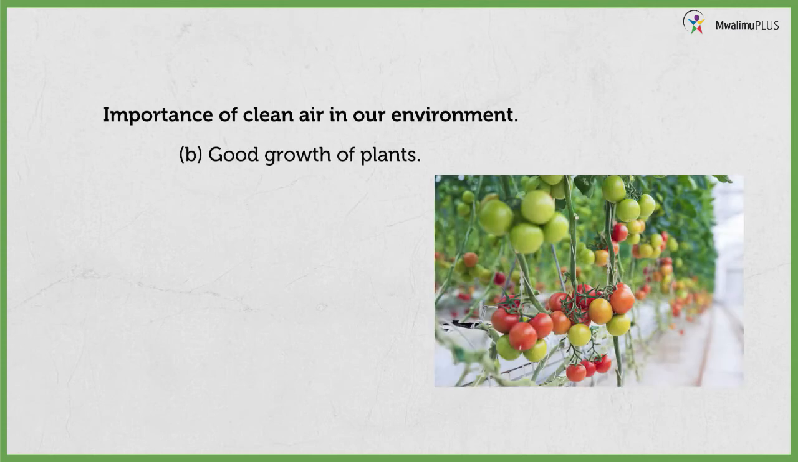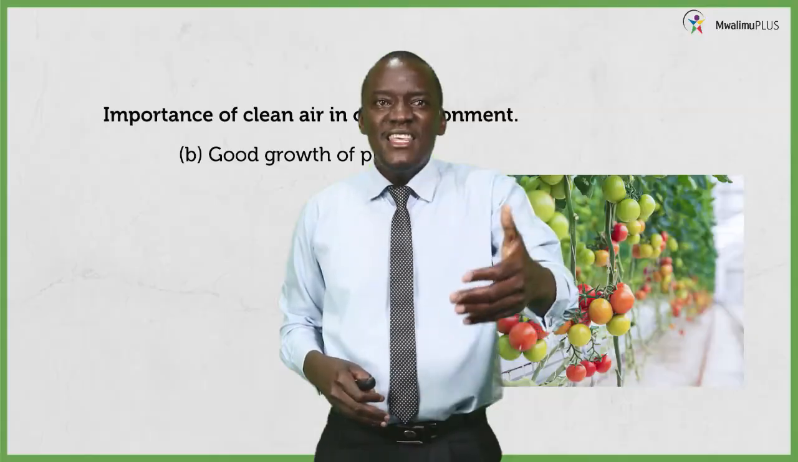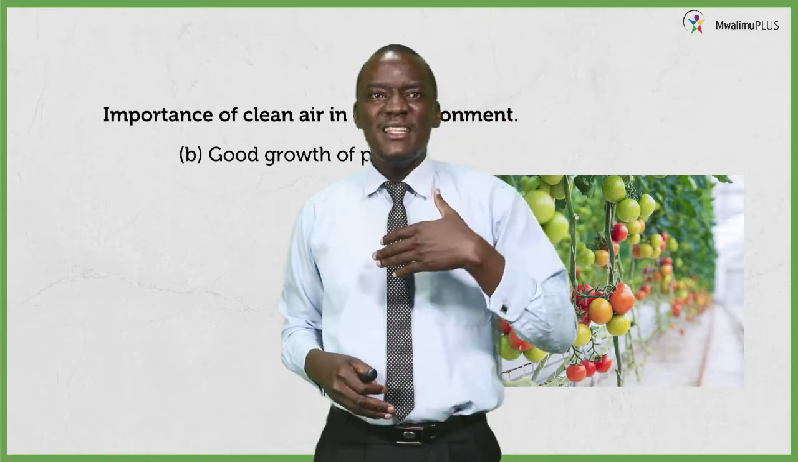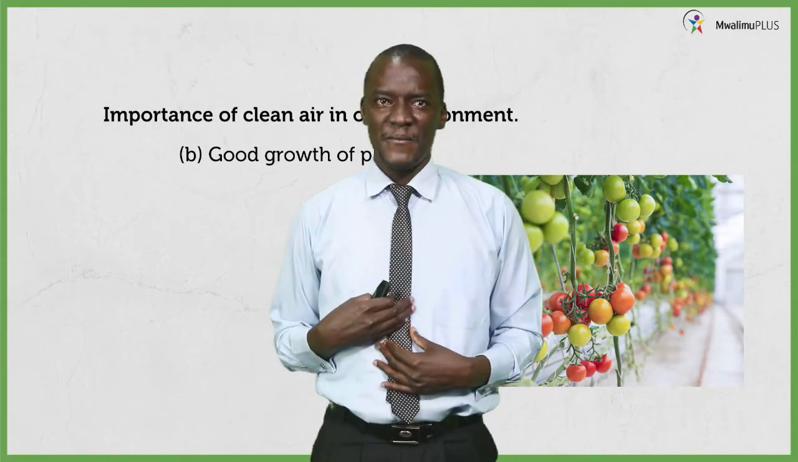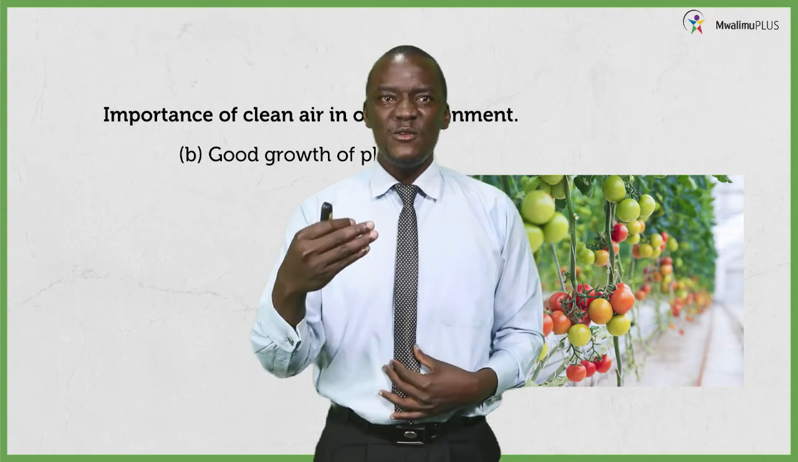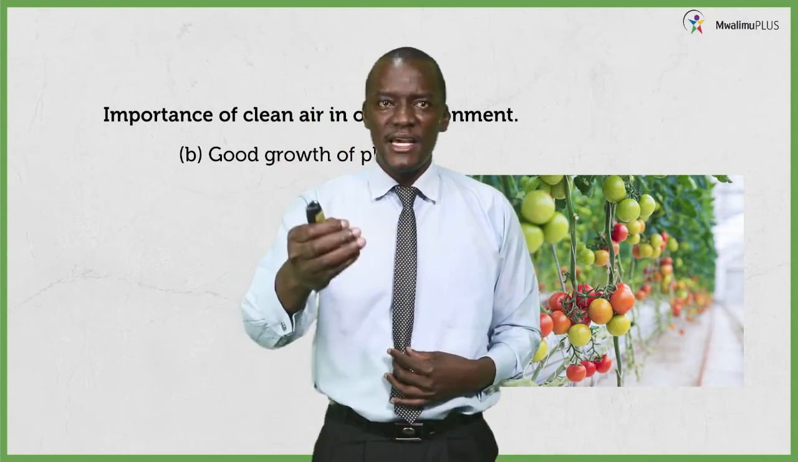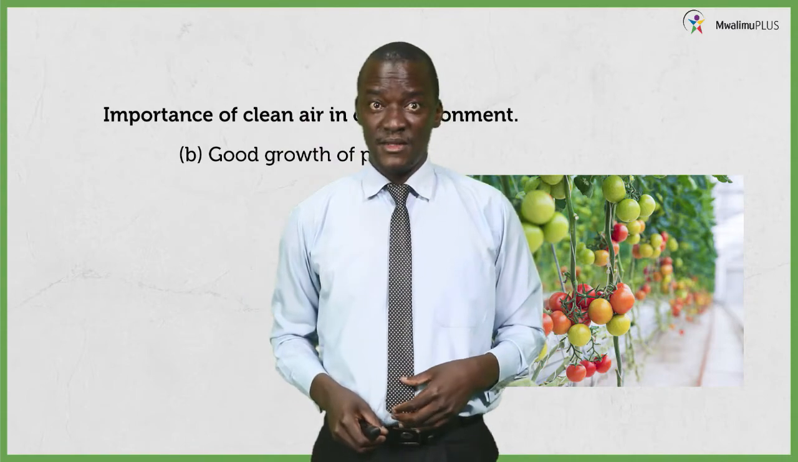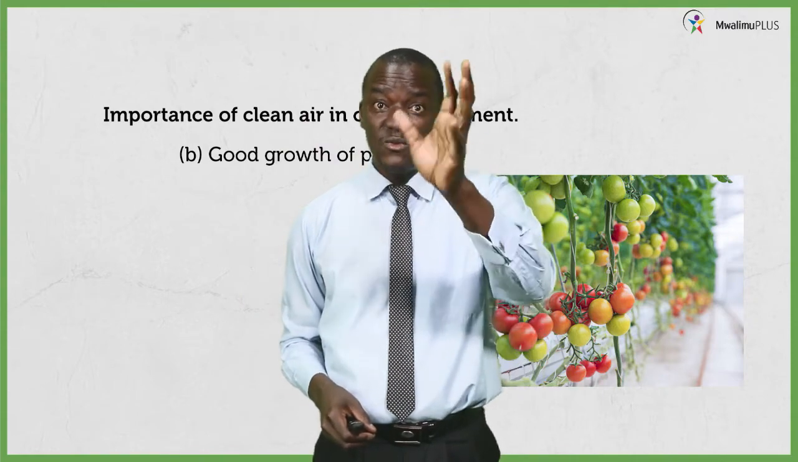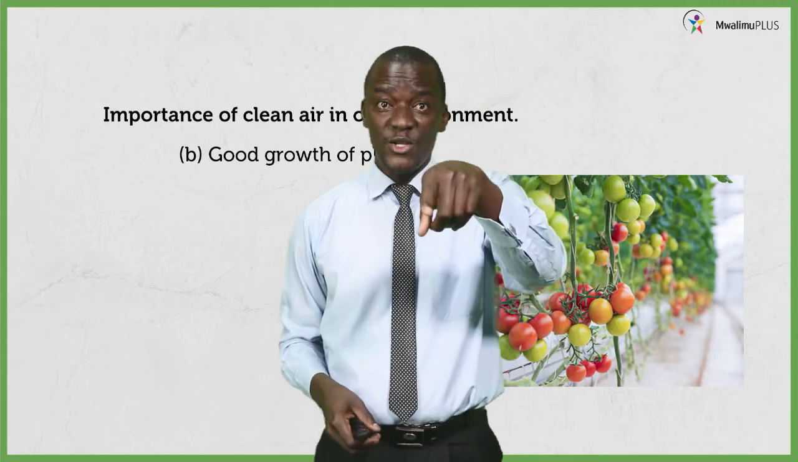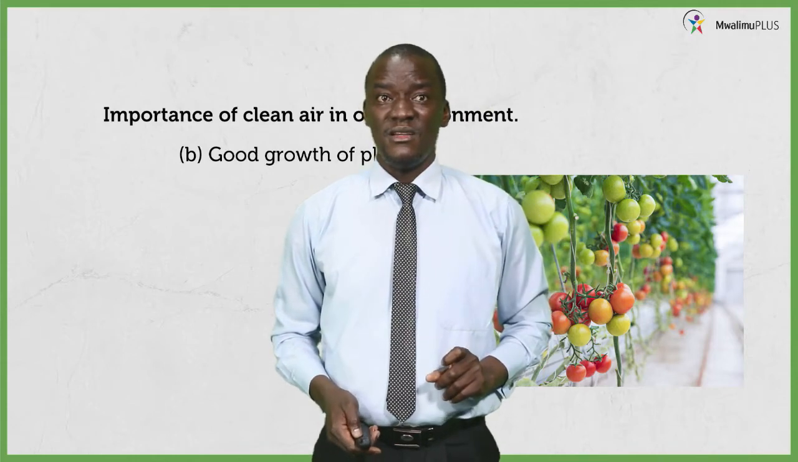Then let us look at that other one. The other one is that one of tomatoes. And if you look at those tomatoes, they are very healthy, meaning they are tomatoes that are being grown in an environment that has not been polluted, an environment which is free from air pollution. Learners, if you want your plants to grow healthy, then don't pollute the environment. Let us look at the other one.